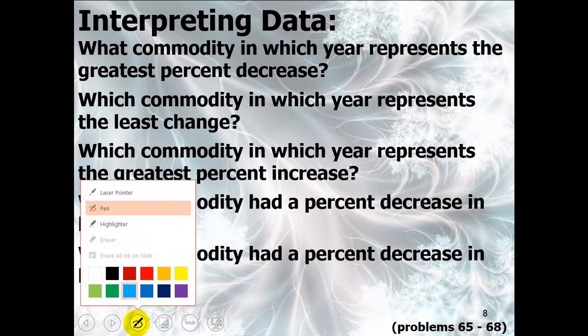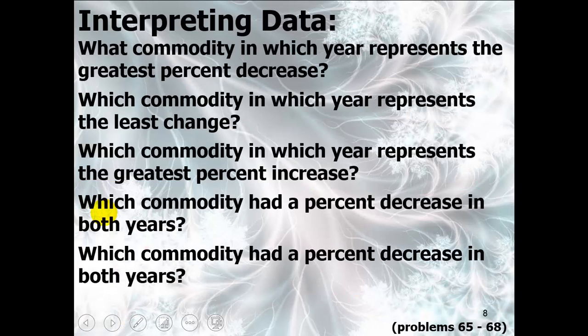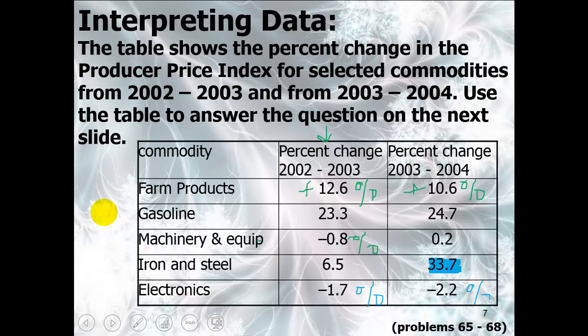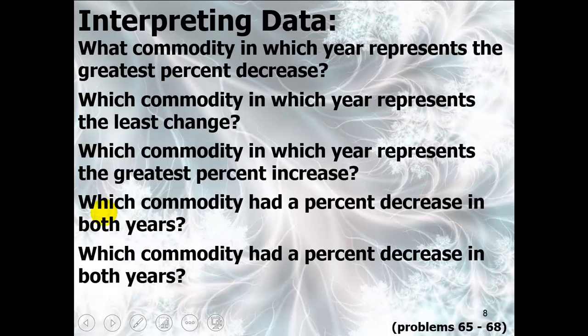So we would say, oh, it's a two-part question. It says, what commodity in which year represents the greatest percent decrease? Well, it was electronics, and it was in 03 and 04. Electronics, and it would be 03, 04.